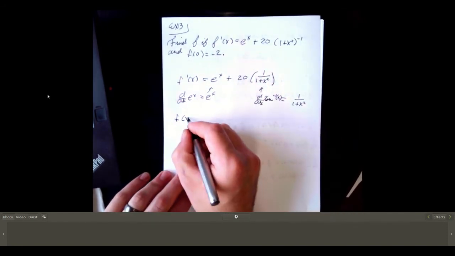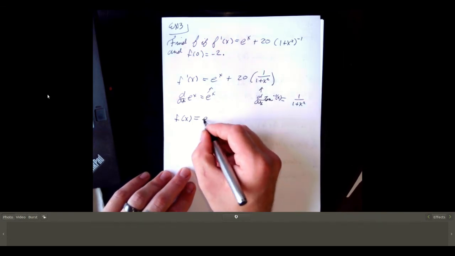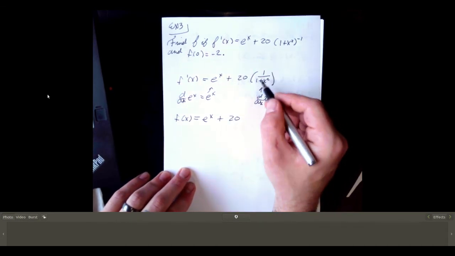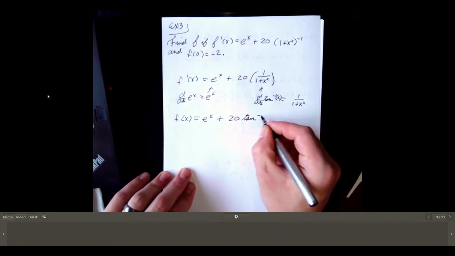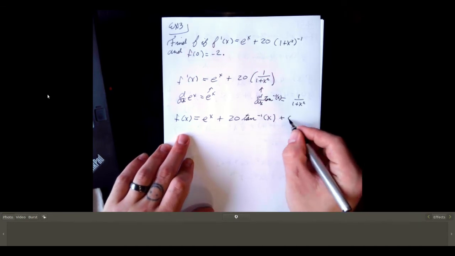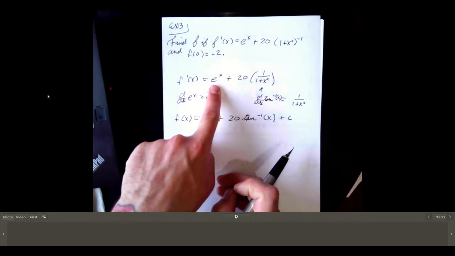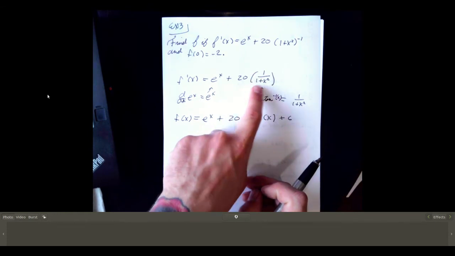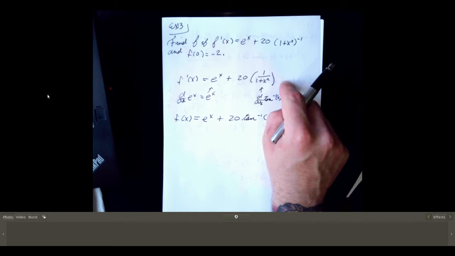This means f of x is equal to, well, the antiderivative of e to the x is e to the x plus 20, and the antiderivative of 1 over 1 plus x squared is the tan inverse of x. We're taking antiderivatives, so we get a plus c at the end. You can always go back. The derivative of e to the x is e to the x. The derivative of 20 tan inverse of x is 20 times 1 over 1 plus x squared. The derivative of a constant is equal to 0.